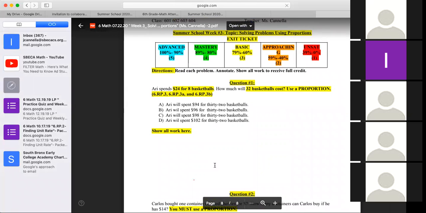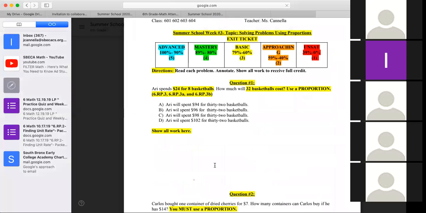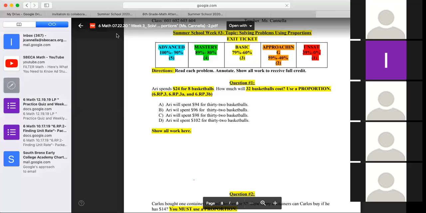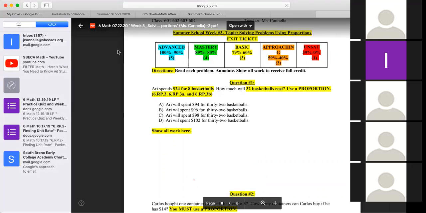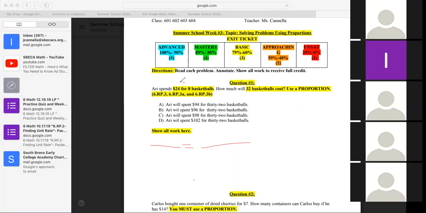All right. It says Ari spends $24 for 8 basketballs. How much is 32? We're going to create a proportion. So in this question, I'm comparing cost to basketballs. Yes? Okay. So just because of time, I want to respect your time. We know we got 24, which is the cost for 8. We have to find out how much one is. 24 over 8.